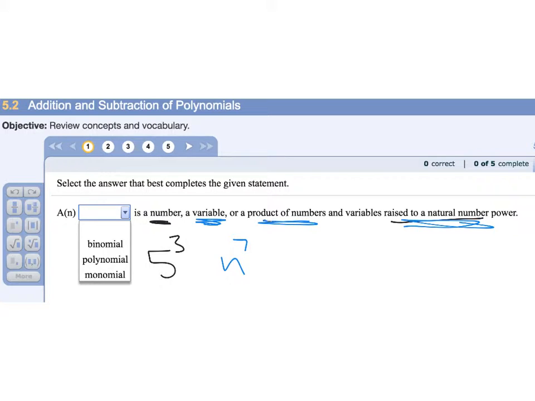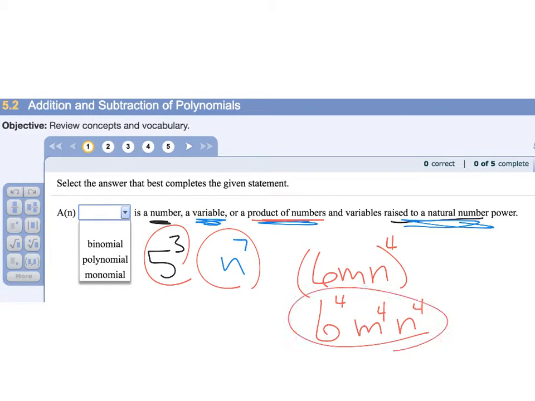Or a product of numbers. And what does that mean? Well, you could have 6mn raised to the 4th power. Or maybe it's 6 to the 4th power, m to the 4th power, n to the 4th power. So these are the things they're talking about here. And what do those mean? Those are all called monomials.